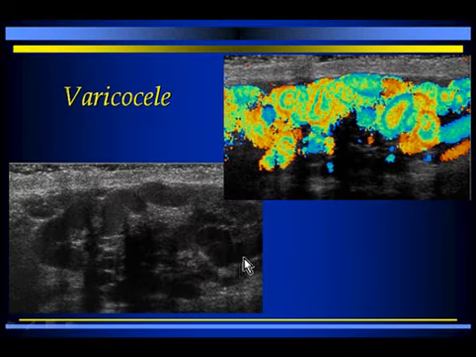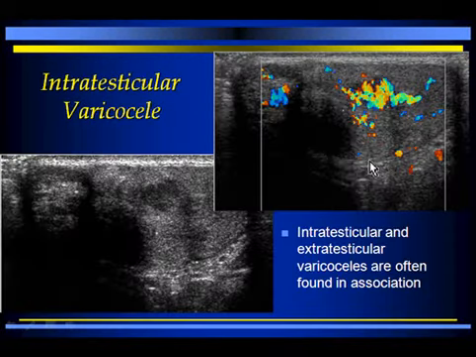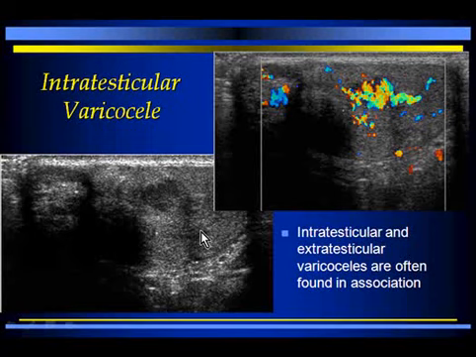An example of varicocele, here's a dilated tubular structure in the scrotum, and this is the Doppler flow with Valsalva, showing you that you can fill it with color flow. Now, varicoceles in general are outside the testicle. They're in the pampiniform plexus, which is around the spermatic cord. However, there also are intratesticular varicoceles, and here we see an example.